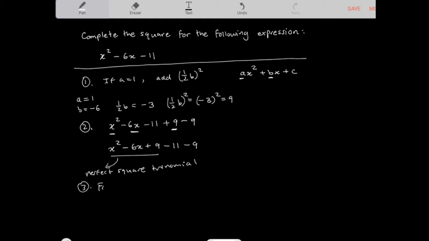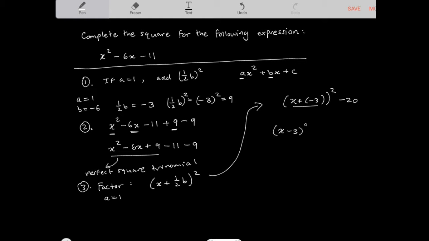So I'm going to factor the perfect square trinomial, and you can factor a perfect square trinomial when a is equal to 1 in the form of x plus 1/2 b squared. Okay, so this would work for all perfect square trinomials when a is 1. So in this case, all of the x squared minus 6x plus 9 can turn into x, 1/2 b here is -3, so x plus -3 squared. Good? And we basically get, for the remainder, -11 minus 9 on the outside, so we get -20. So you can actually simplify this as x minus 3 squared minus 20.